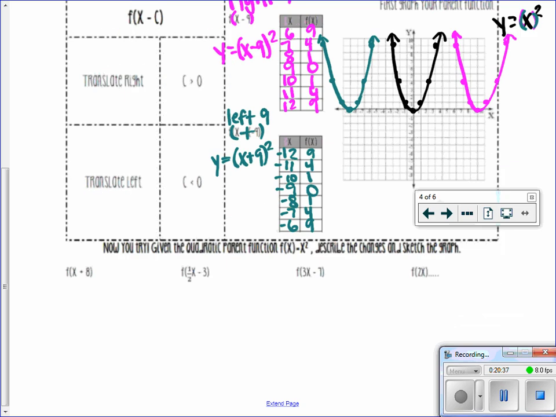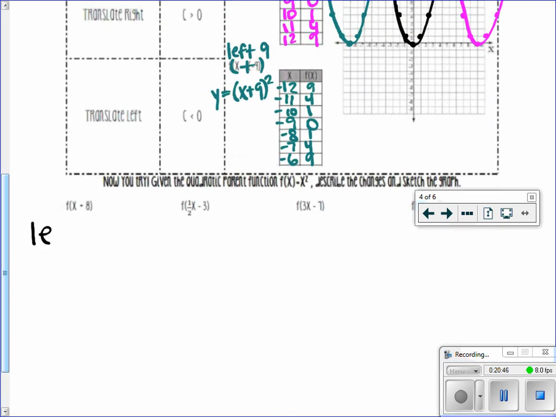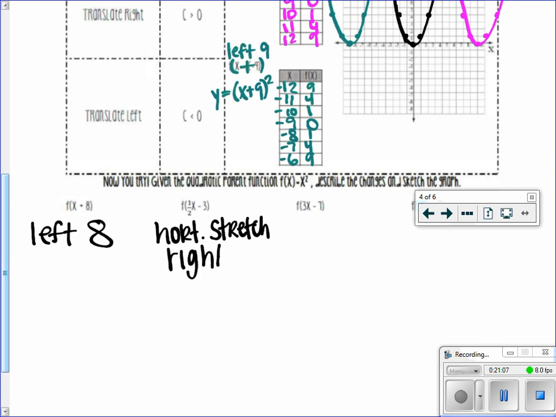Identifying those changes, just given function notation. What's happening on the first one? Left 8. What about second one? Horizontal. Oh, horizontal. It's a fraction less than 1, so it should look wider. So a horizontal stretch. And then right 3.